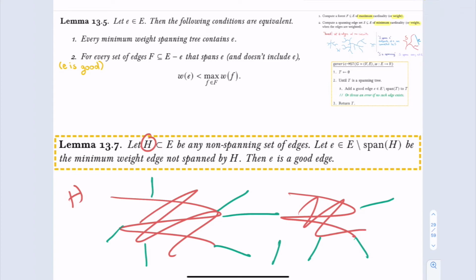Now, all these edges have different weights. Okay. And let's let E, among those edges that aren't spanned by red, let E be the one with minimum weight.